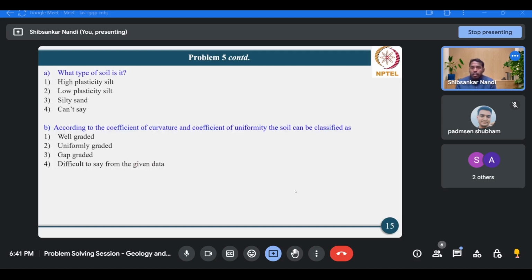And these are the two questions related to this problem. Given the data in problem 5, we have to address what type of soil it is: high plasticity silt, low plasticity silt, silty sand, or we can't say. And secondly, according to the coefficient of curvature and coefficient of uniformity, the soil can be classified as well graded, uniformly graded, gap graded, or difficult to say from the given data. Since the soil classification system is not covered completely as of now, we'll limit ourselves in this session to the calculation part, and we'll address these two questions in the next session.